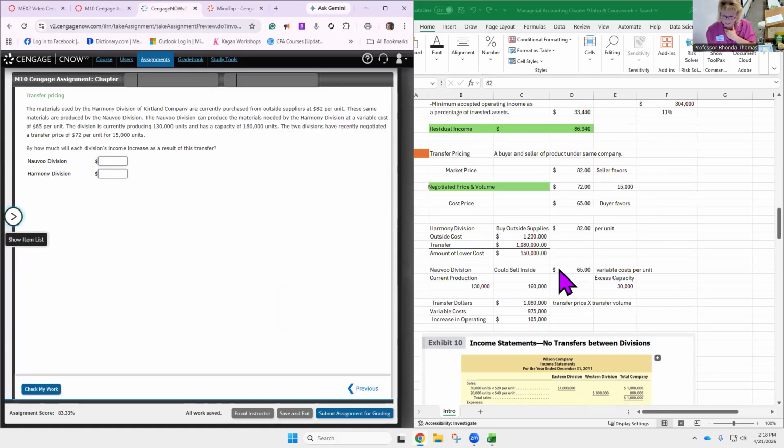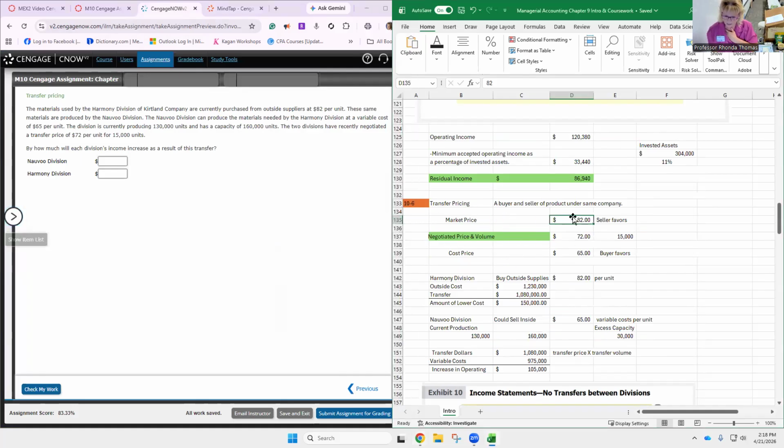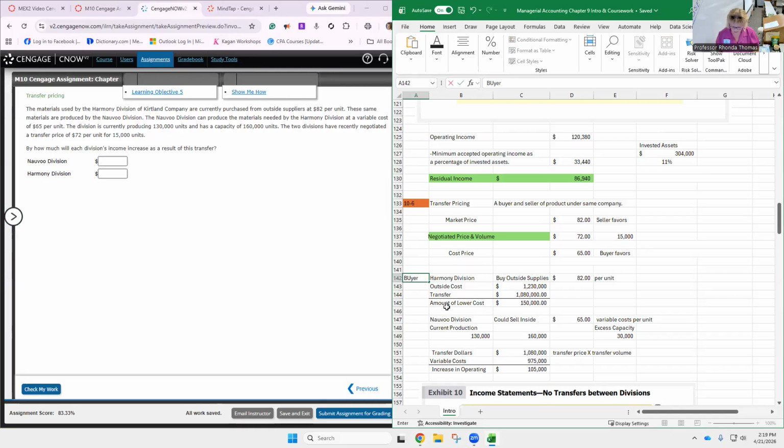Just label what they say. Transfer pricing, the market price is 82. The Harmony division is the buyer. They buy outside supplies. So let's read it. The materials used by Harmony division of Kirtland Company are currently purchased from outside suppliers. So here is the buyer. It's good to know which side of the transaction they each are on. And they buy at $82 a unit.